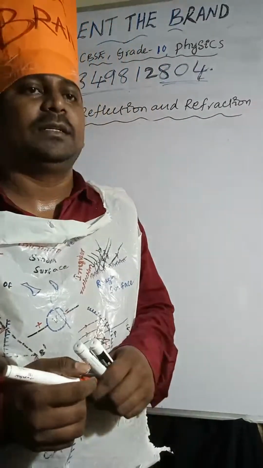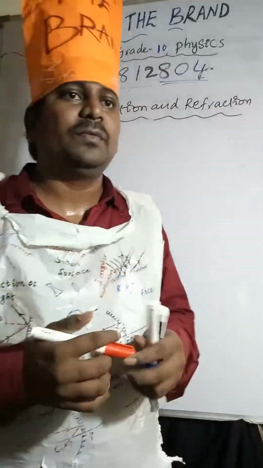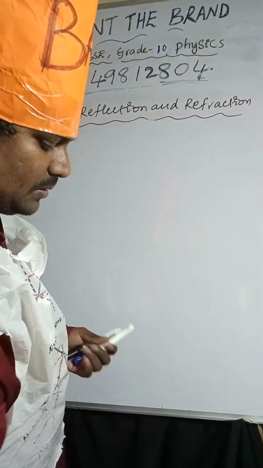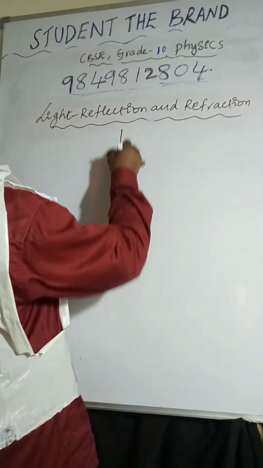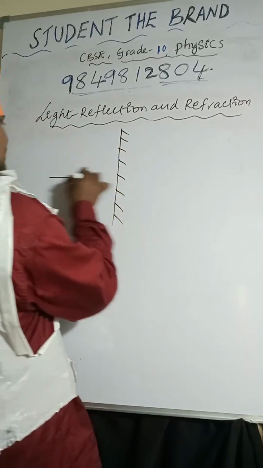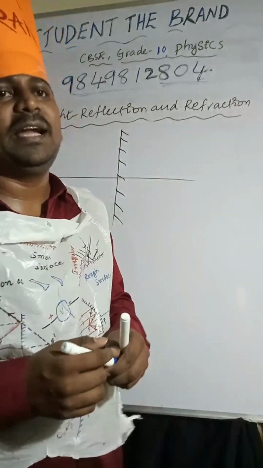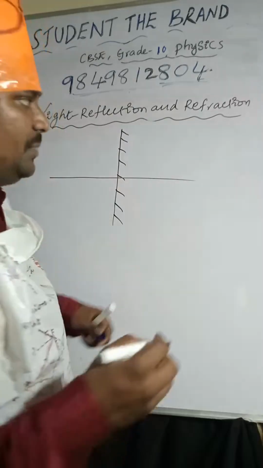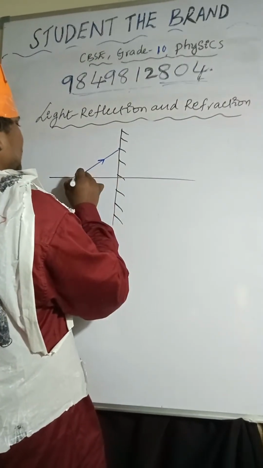So coming to object and image, we'll discuss object and image. Here you can observe this is a plane surface. How many light rays are required to form the image of the object? Minimum 2 light rays are required to form the image of the object. I am considering this object. One light ray I am taking like this, and one more light ray.